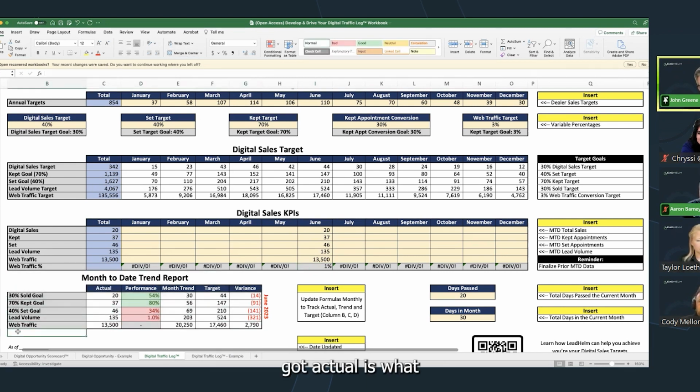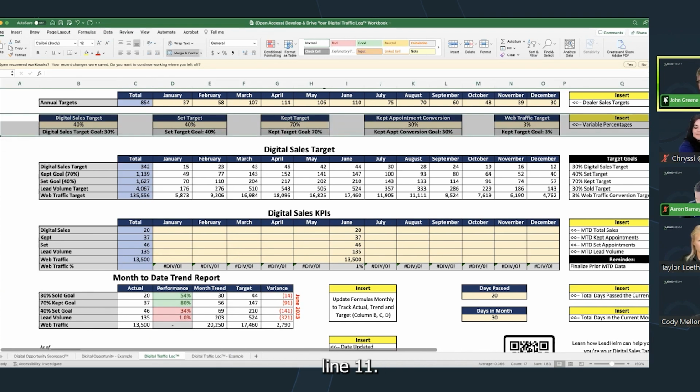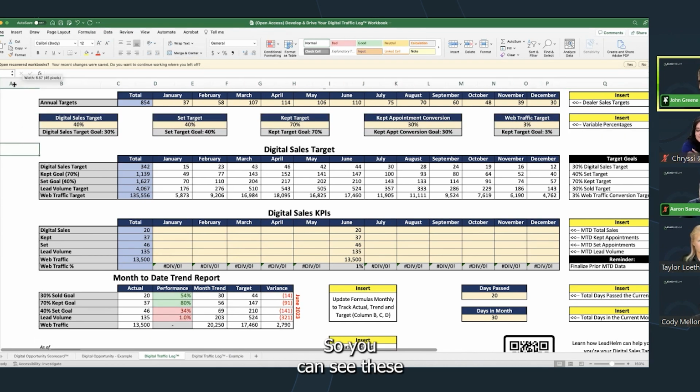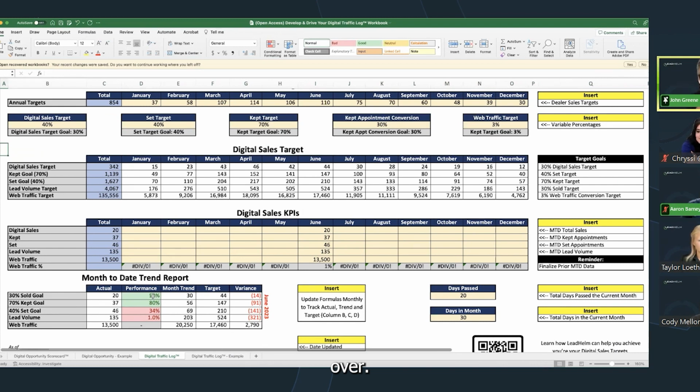Okay. So you've got actual is what we just put in. 20 sold, 37 kept appointments, 40 set, 135 leads, 13.5 on website traffic. The performance column to the right, it's color coded. Those percentages are being compared against the targets that we put in on line 11. Okay. So you can see he's over. He's got good percentages on kept and sold.